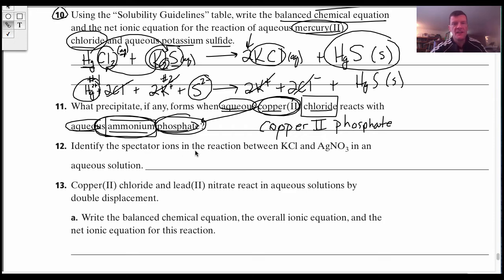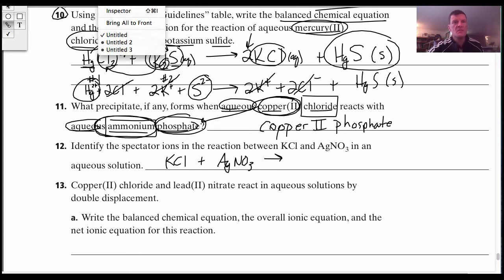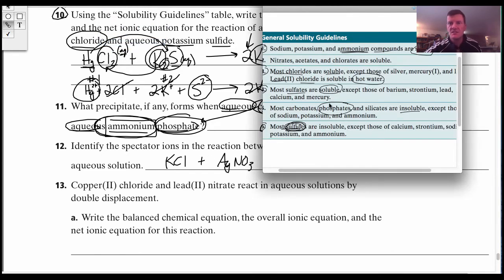Identify the spectator ions in the reaction between KCl and AgNO3. Okay, here, let's go KCl plus AgNO3. Let's go ahead and write this out. This is going to break apart. This is going to be soluble, potassium chloride according to one of the rules, and silver nitrate. What does it say about silver nitrate? Let's see.